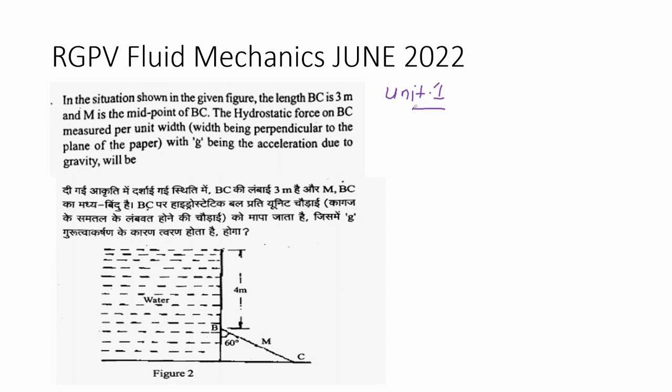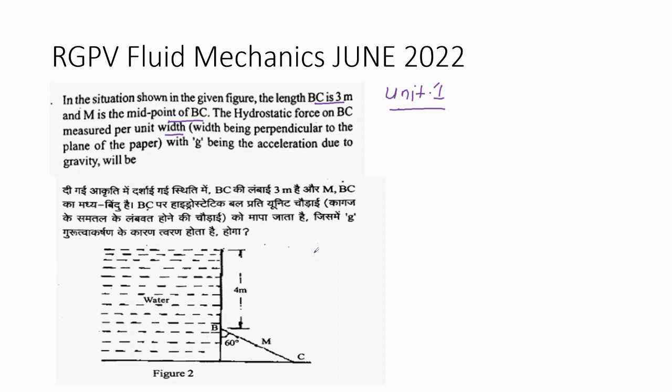Okay, so in this numerical it is given that the length BC is 3 meter and M is the midpoint of BC. The hydrostatic force on BC measured per unit width. Okay, so you have to calculate hydrostatic force on BC.